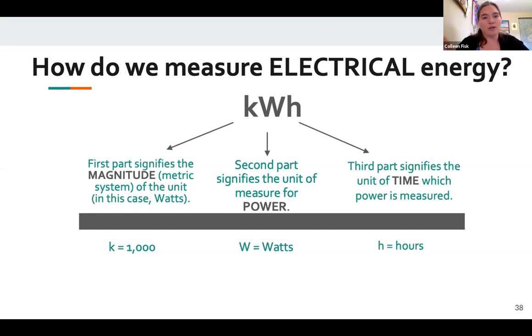Kilowatt hours over time. So you think about like a 1,000-watt microwave, that would be 1 kilowatt. If I used it for 1 hour, that would be 1 kilowatt hour. If I used it for 2 hours, that would be 2 kilowatt hours, or 2 of them at the same time, right? So it keeps adding up over time like that.